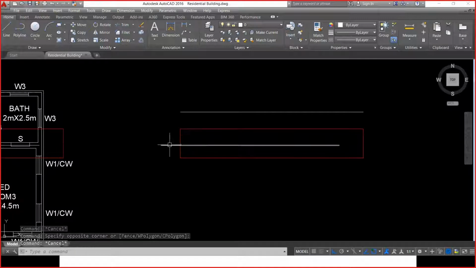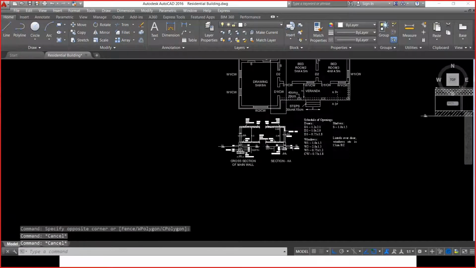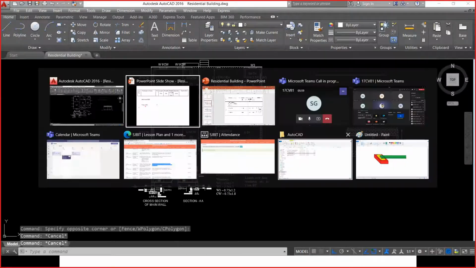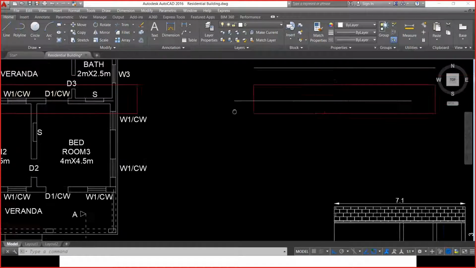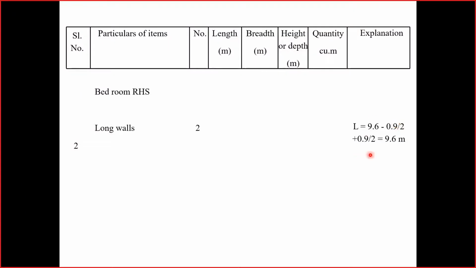I'm going to subtract from the center line 0.9 by 2, and there is a missing portion at the end, which is nothing but again half of this width. So 0.9 by 2. If I do the calculations, 9.6 is the center to center distance. At one end I'm going to subtract, at the other end I'm going to add. So minus 0.9 by 2 plus 0.9 by 2 cancel each other, and we'll be remaining with 9.6 meter as the length of the rectangle.